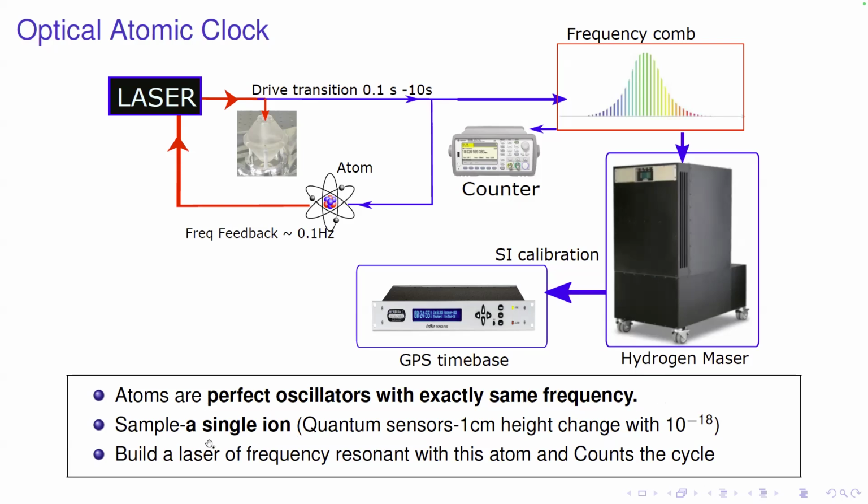With a single ion in a trap, we can measure a height change of 1 centimeter, which is proportional to the 10 to the power minus 18 fractional frequency stabilities. Our GPS has 10 to the power minus 12 now, whatever stability we have, but with this single atom atomic clock we have 10 to the power minus 18 stabilities.